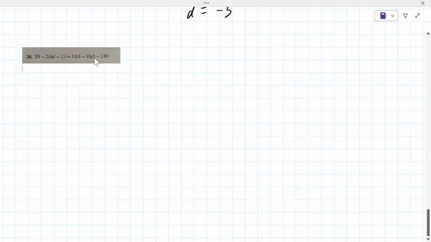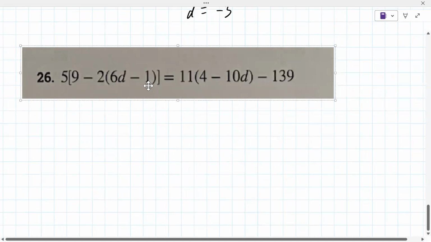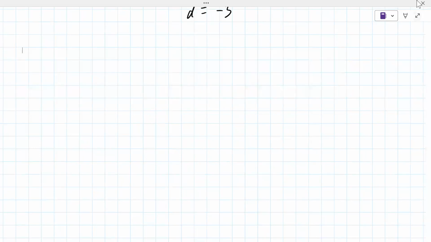Let's see if we can get one more done here. Yeah, so sure. This one is the same as the last one because I didn't grab the next one. All right, let's grab the next one.